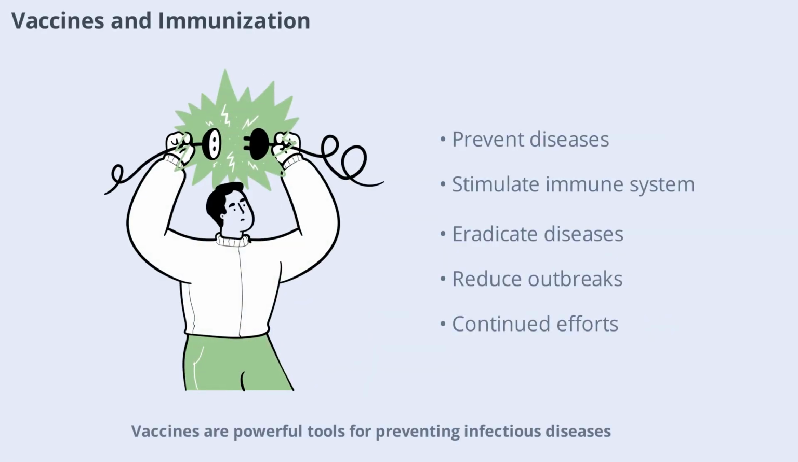Vaccines are powerful tools for preventing infectious diseases. They stimulate the immune system to recognize and fight specific microbes. Immunization programs have eradicated diseases like smallpox and reduced others, such as polio and measles. Continued vaccination efforts are essential for protecting populations and preventing outbreaks.